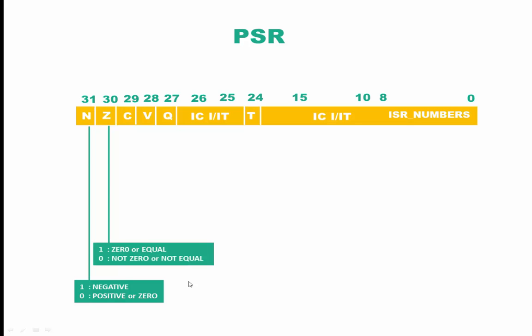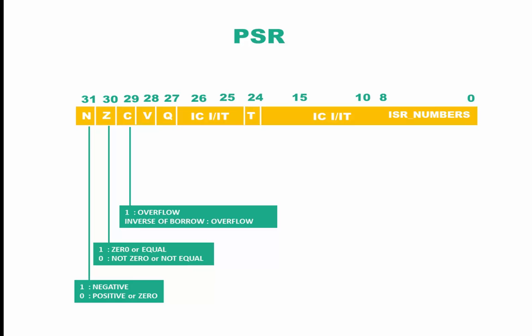The Z bit, similarly to the N bit, shows whether the result of a comparison operation is 0 or equal. When the Z bit returns a value of 1, it shows that the result of that particular comparison operation is 0 or equal. When the result is 0, it shows that the result returned by that particular operation is not 0 or not equal. The C bit is known as the carry bit.